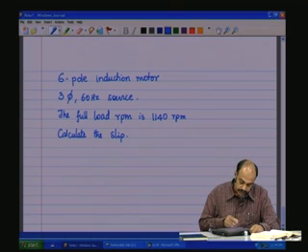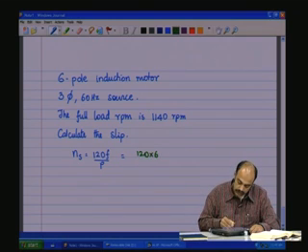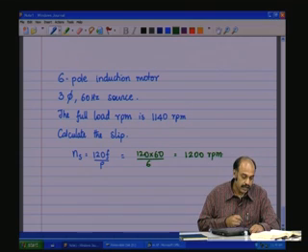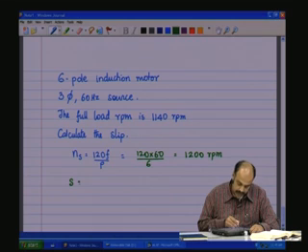So first, let us say what is Ns. Ns is 120 F by P, which is given by 120 into 60 divided by 6 poles, which is equal to 1200 RPM.